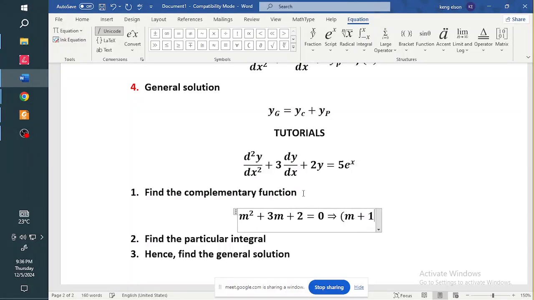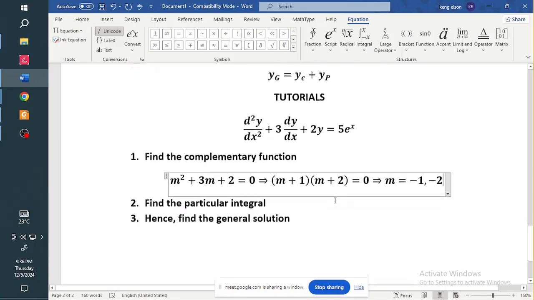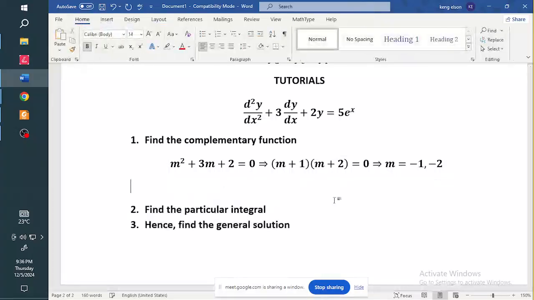You can either use your quadratic formula or factorization. So we can factorize into (m plus 1)(m plus 2) equal to 0. And from there, we have two values of m equal to -1 as well as -2. So the roots are real and distinct.